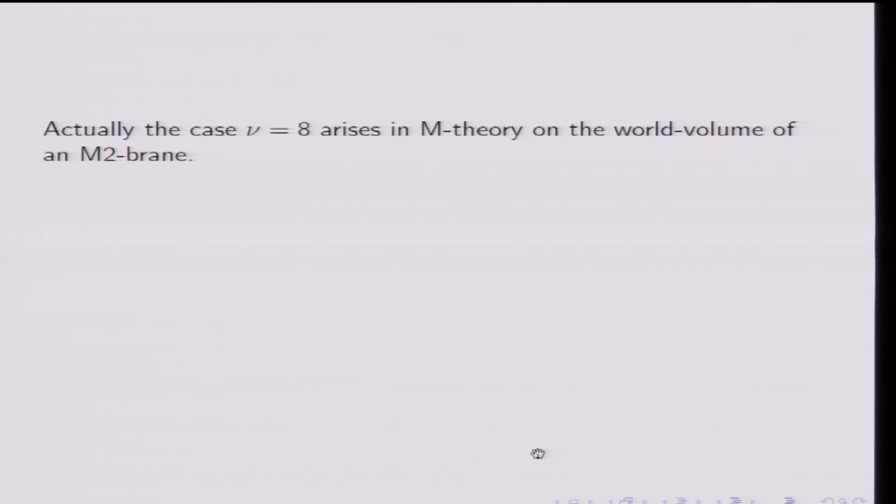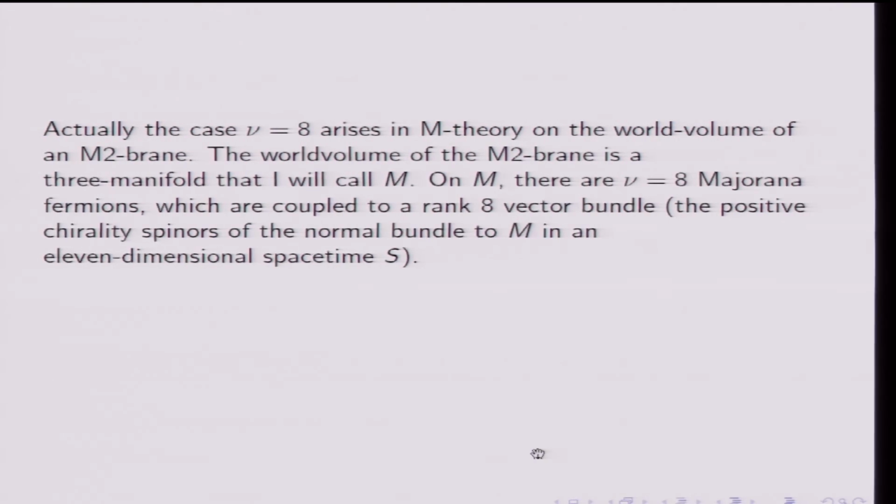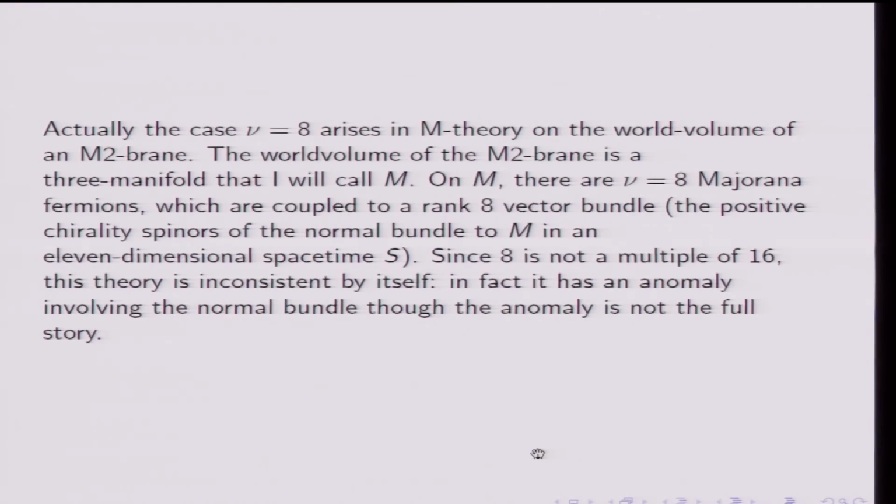Actually, the case nu equals 8 arises in an example that's important for string theorists, because an M2 Brane world volume is a 3 manifold, and it has 8 Majorana fermions living on it. And these 8 are actually coupled to a rank 8 vector bundle involving the spinors of the normal bundle to M in 11 dimensions. So the special case of nu equals 8 is important in M theory. And since 8 is not a multiple of 16, the theory is inconsistent by itself. It has an anomaly involving the normal bundle, although the anomaly is not the full story.